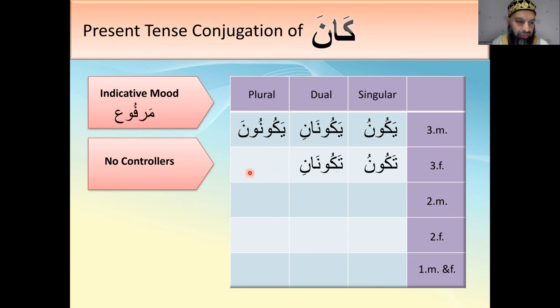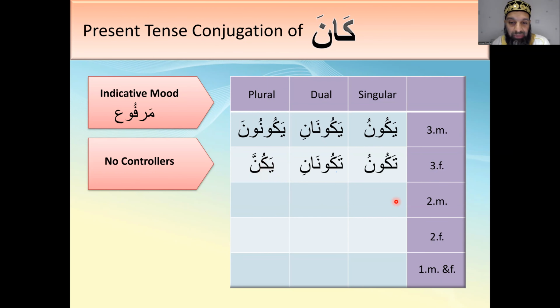Guys, you got it all right. Yaktubna, that's kataba. Okay, you got it right. Okay, so yakunna, yakunna. Faqala, this was yakulna, right? But because noon is part of the root word, and the noon ending is coming, you're going to join them. Yakunna, yakunna, right?